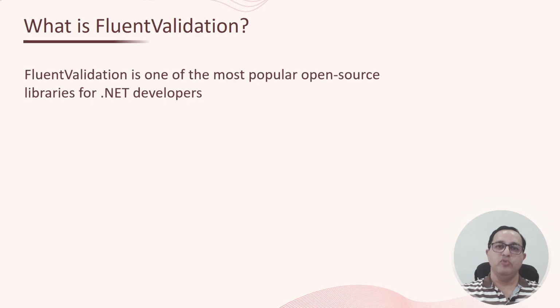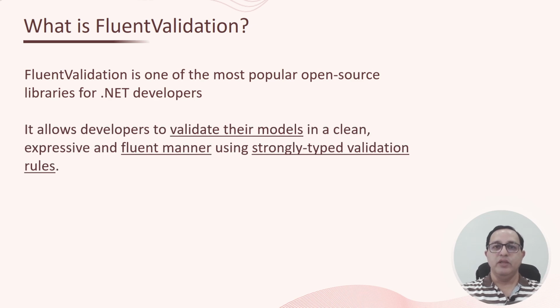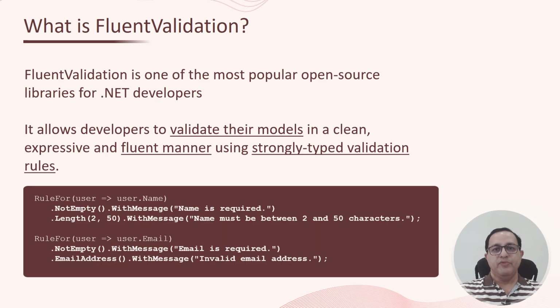Fluent Validation is one of the most popular open source libraries for .NET developers. It allows developers to validate their models in a clean, expressive, and fluent manner using strongly typed validation rules. Here are some examples of custom validation rules. The first rule ensures that the name property of the user is not empty, and if it's empty, it configures a custom error message. It also checks that the name property of the user is between 2 to 50 characters. If this condition is not met, then it configures another custom message. The second rule checks the email property and makes sure it's provided, and also checks if it's a valid email, showing an appropriate error message if either rule fails.